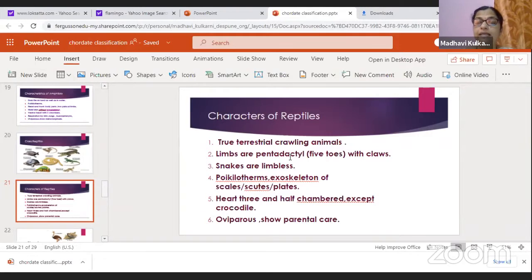The limbs are pentadactyl. The meaning of pentadactyl is 5 toes, both for the front legs or the forelegs and for the hind limbs. 5 toes are there, and all the toes are with well developed claws.